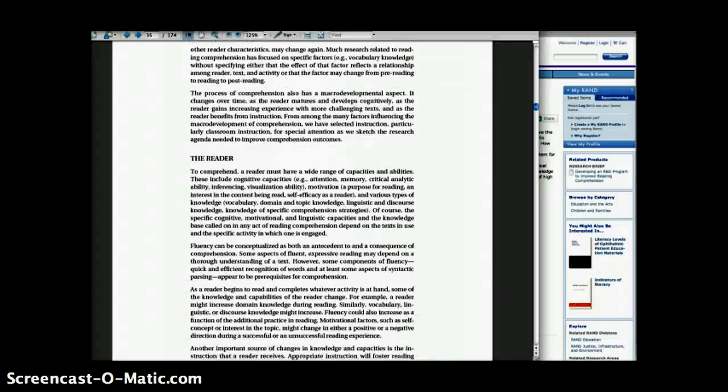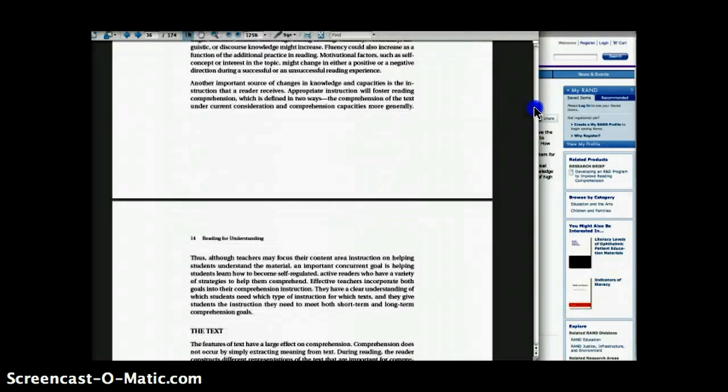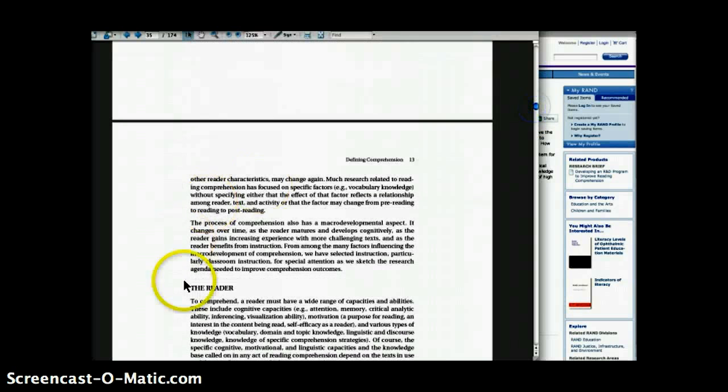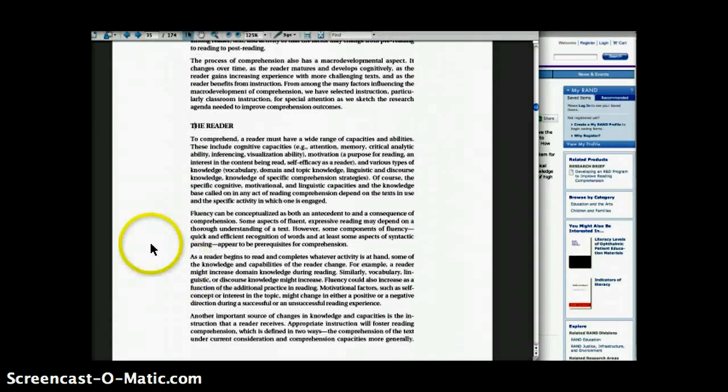All right, so let's first talk about the reader. Oh, I'm sorry, let me back up. The reader. The reader is the student, okay? So the reader must have a wide range of abilities and knowledges. First is the cognitive capacities.